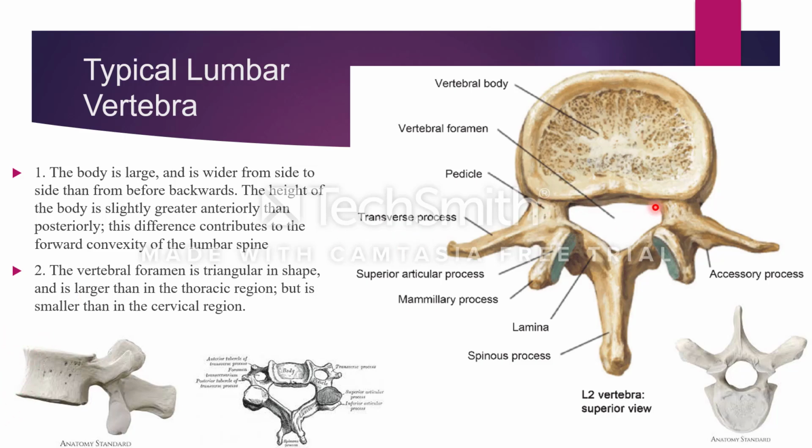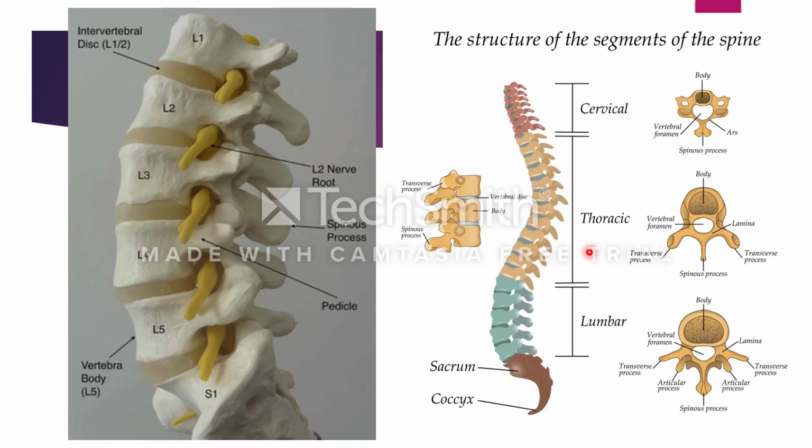The vertebral foramen is triangular in shape, and it is larger than in the thoracic region but smaller than in the cervical region. You can compare here: in the cervical vertebra the vertebral foramen is larger, but in the lumbar vertebra it is smaller than in the cervical, though larger than the vertebral foramen in the thoracic vertebra. So it is triangular in shape. See here, this is the anterior convexity of the lumbar spine.